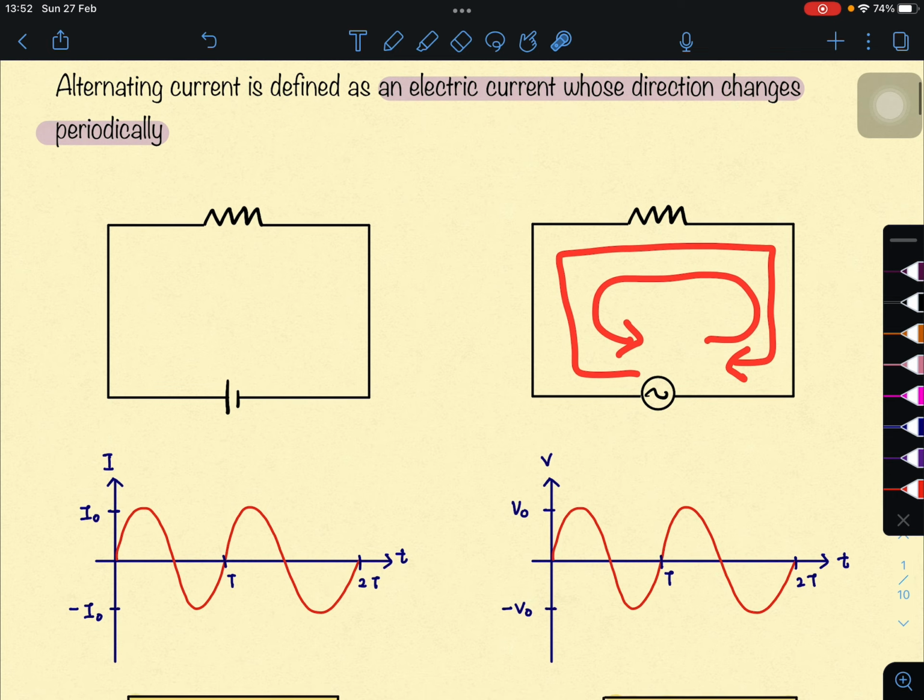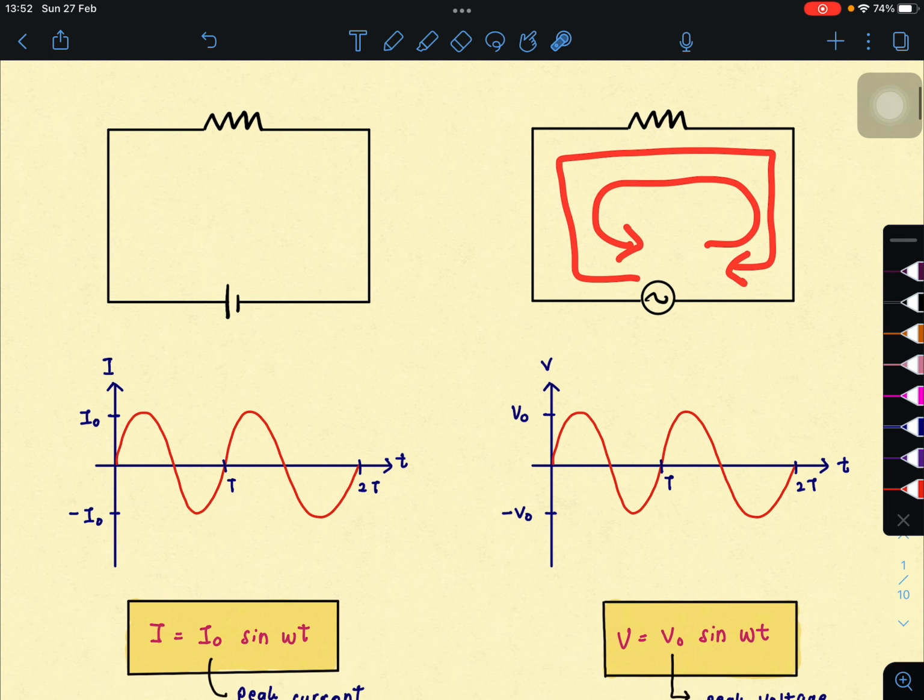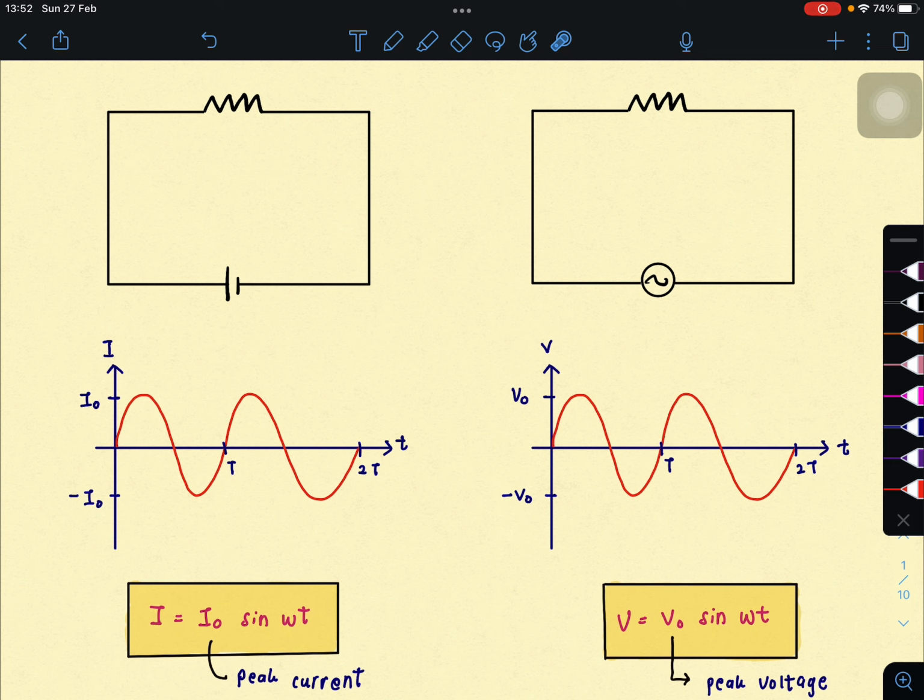Okay, so when the current keeps on changing direction, we can see that the current will start from 0, then it goes to maximum, goes back to 0, and then goes to minimum, and back to 0. So the cycle will repeat. Dia akan start pada kosong, pergi maximum, pergi kosong balik, pergi minimum. So this is why we will get a sine wave when we sketch the graph of current against time. So sama juga untuk voltage against time. We will get a sine wave.